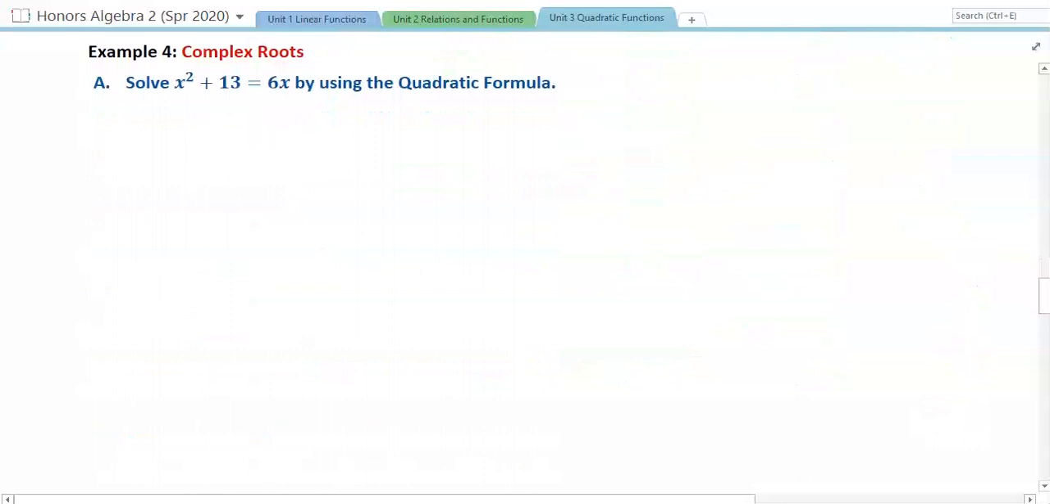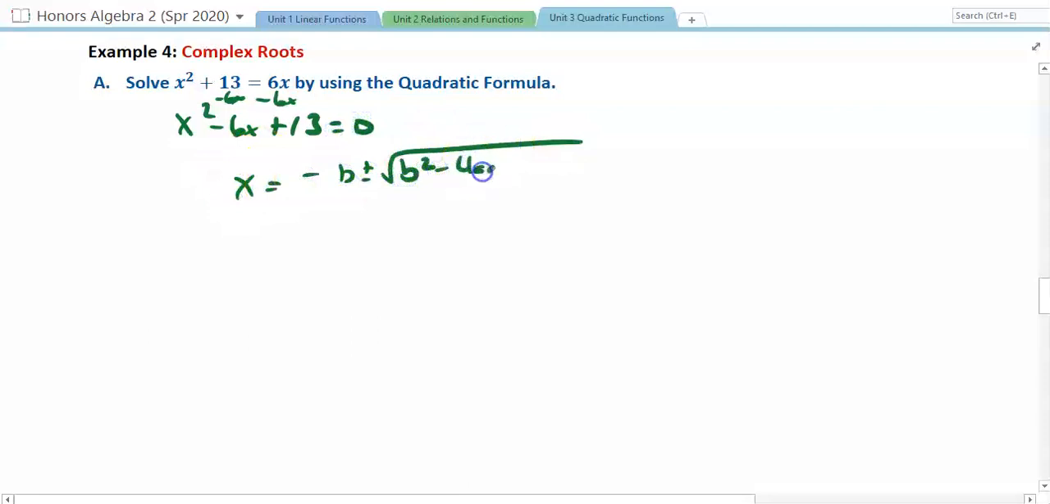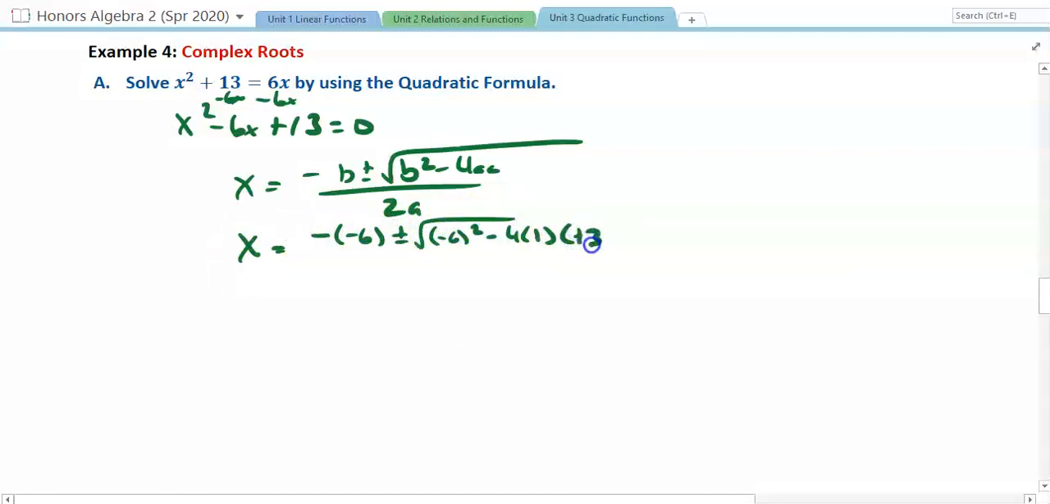So complex roots. Remember we talked about imaginary numbers back in section 3 with complex numbers. Solving this one out, remember you need it solved for 0 first. So minus the 6x plus the 13 is equal to 0. Now we'll go to our quadratic formula, all over 2a. The opposite of negative 6 plus or minus the square root of negative 6 squared minus 4 times 1 times 13 all over 2 times 1.